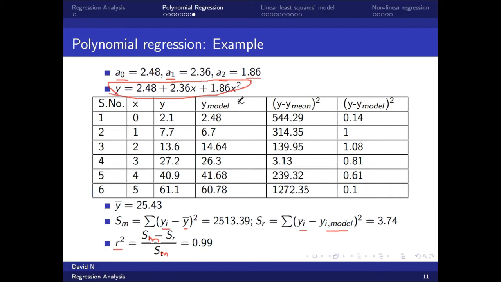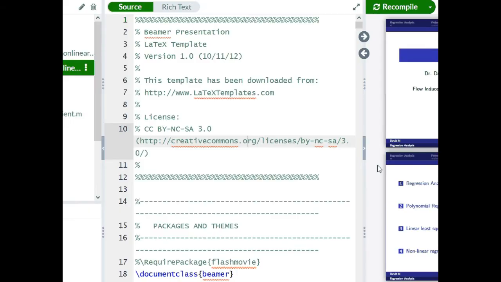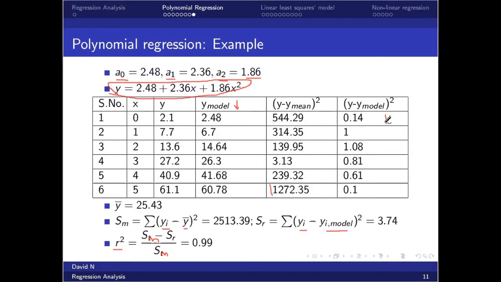The model findings are given in this particular column over here. Now, the square of the difference between y and y mean is given here in this particular column. Upon taking the summation of it, we get SM. And then the difference between y and the y model, upon taking a square of it, we have this particular column. Now, the summation of it, we have it to be equal to 0.1. Upon substituting these values of SM and SR into our definition of R squared, we find R squared to be equal to 0.99, which is a good value, and hence our model coefficients are closely representing the observations.